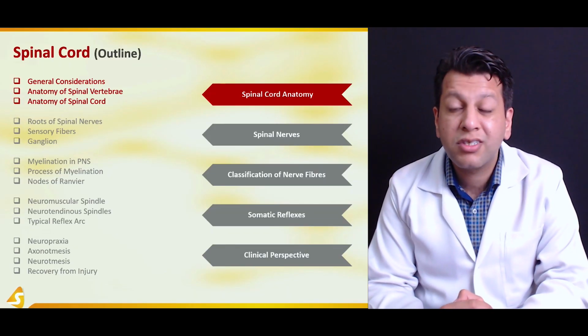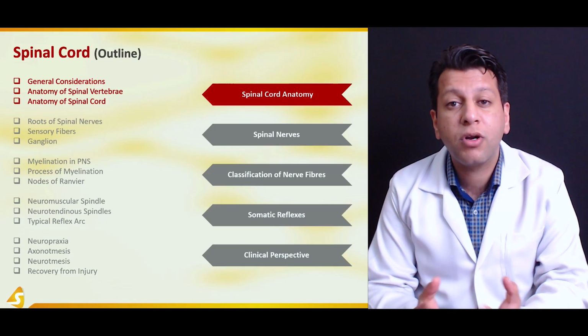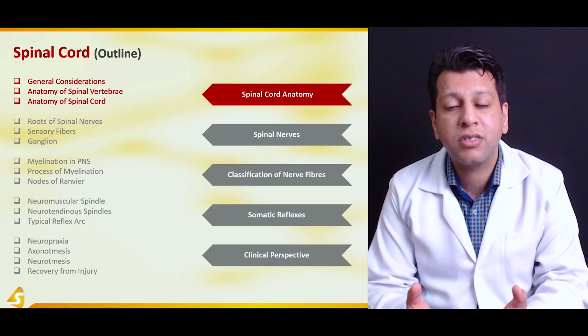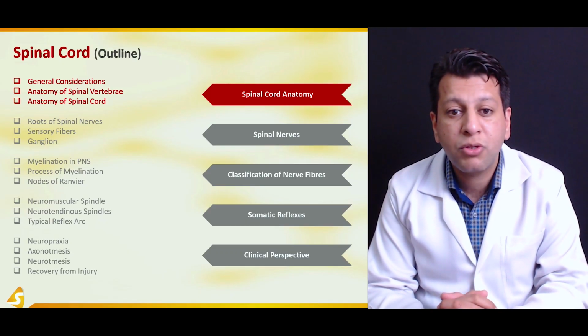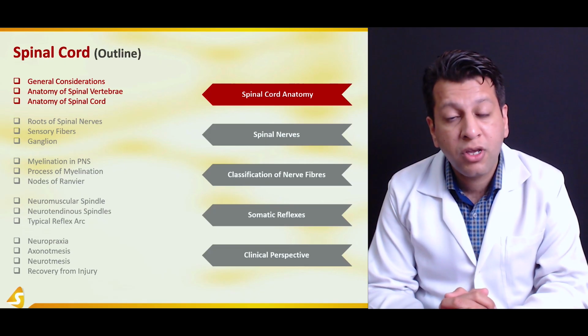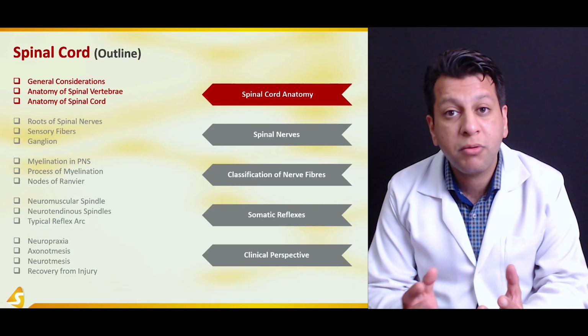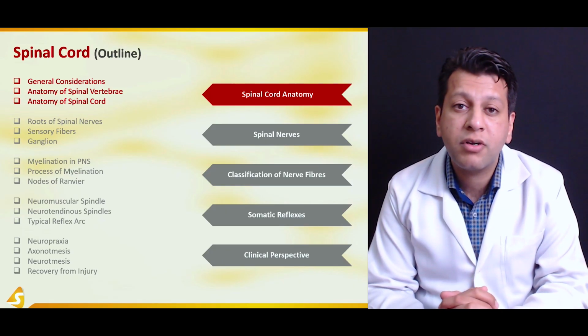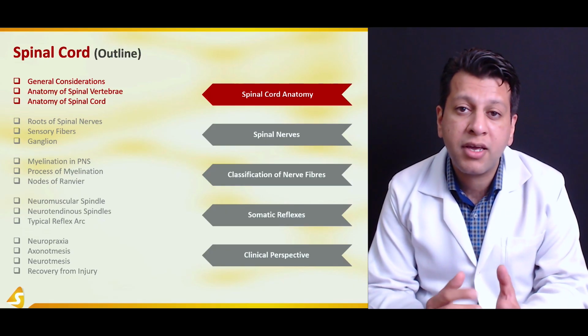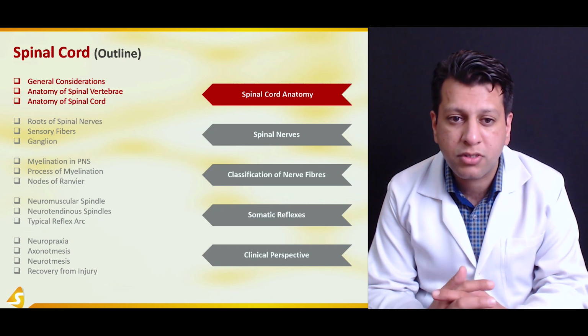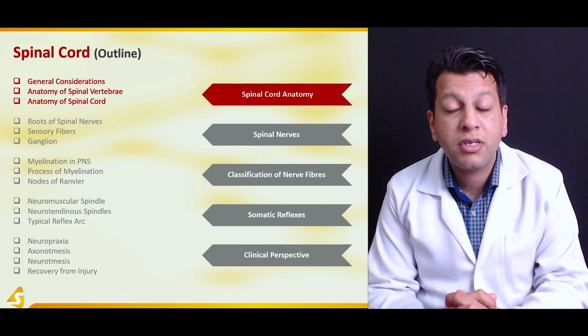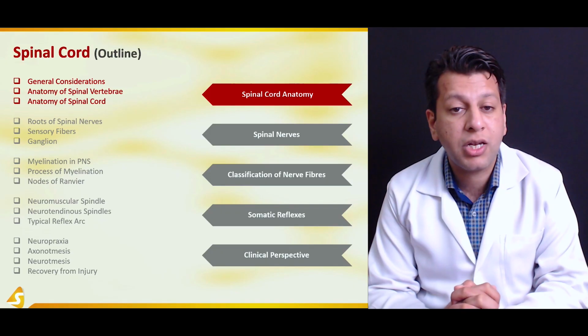We will be going through the general considerations of how many vertebrae are there and what is their arrangement. Then we will be going through the anatomy of spinal vertebrae. How does a typical cervical, thoracic and lumbar vertebra look like? And what are the different parts of these vertebrae? What are laminae, what are pedicles, what are spinous processes? And in the last we'll be discussing briefly the anatomy of the spinal cord.